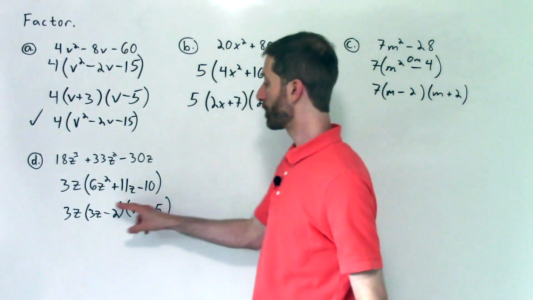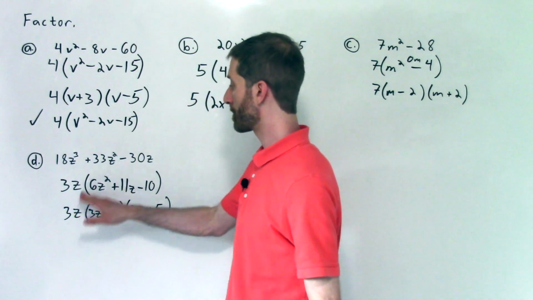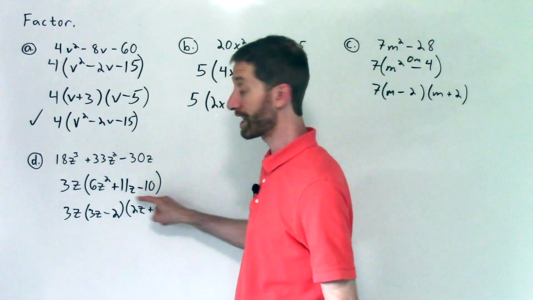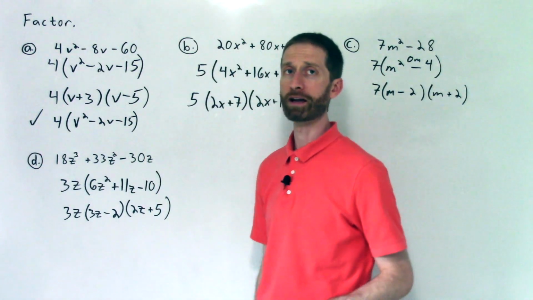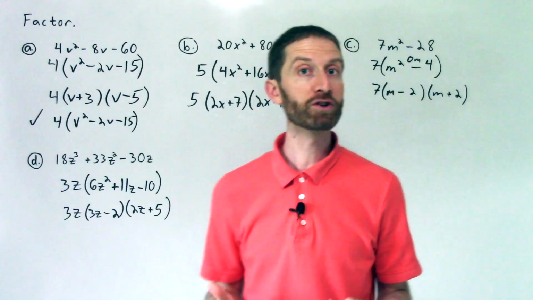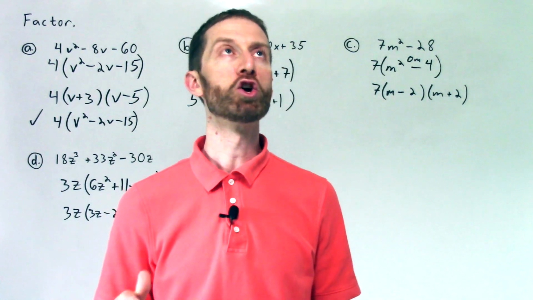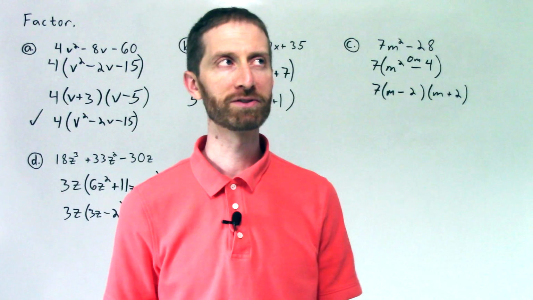To check it again, you would FOIL this and then distribute in the 3z. So when you FOIL this back, you should get here, multiply through by the 3z, get back to here, and then you know that you're right. Moral of the story, factor out the GCF and you will be in great shape. Greatest shape, common factor.